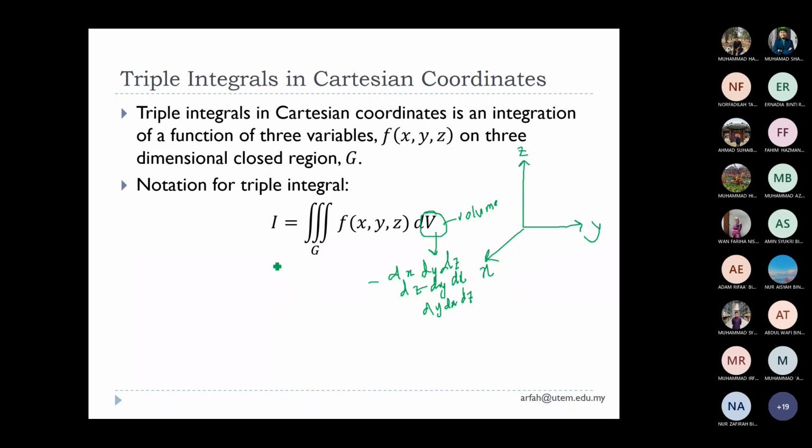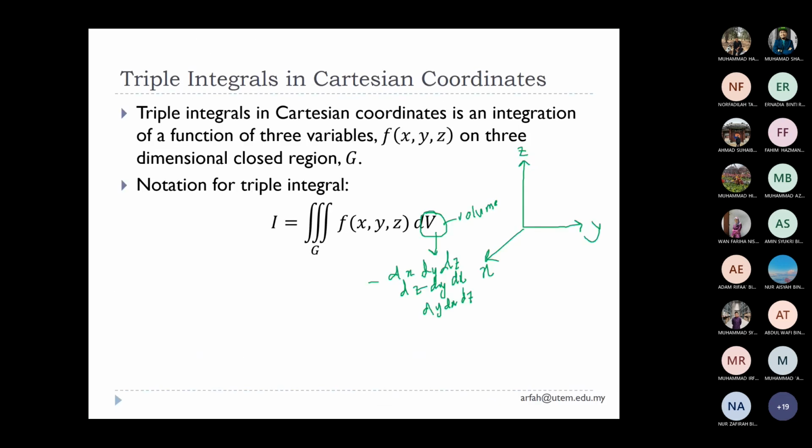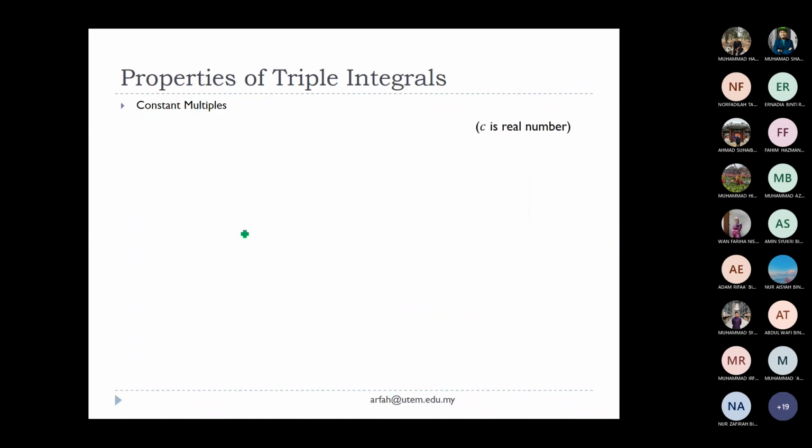Daripada sini, sebab kita deal dengan tiga variable x, y, and z, that's why it will become volume, finding the volume of a solid. If it is two variables, we are going to find the area for x and y. So we have the properties. Same goes for triple integral. Sama macam double integral, we are going to have properties as well.